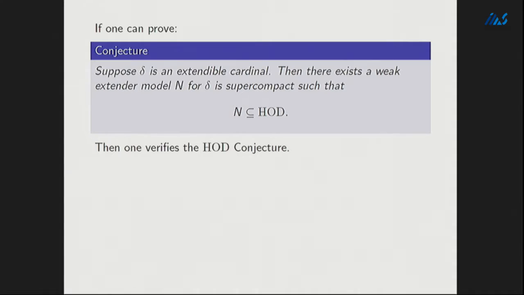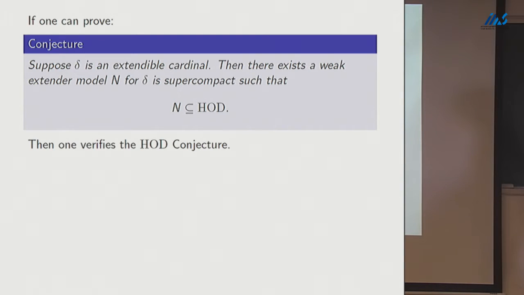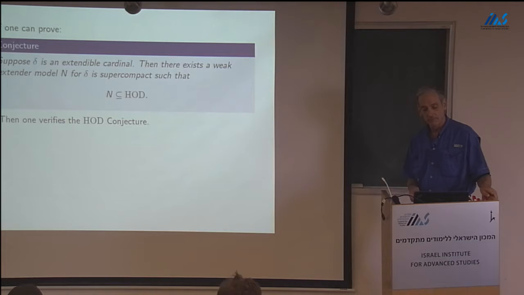If one can prove this conjecture, that if delta is an extendable cardinal, then there's a weak extender model for delta supercompact which is contained in HOD, then one verifies the HOD conjecture, which has a lot of metamathematical consequences and arguably predicts or is a precursor to an ultimate version of L. So what I'll be doing today, and in the next two lectures, is a sequence of results constraining how one might prove this conjecture.